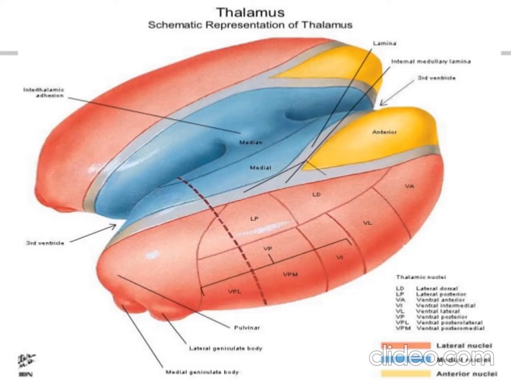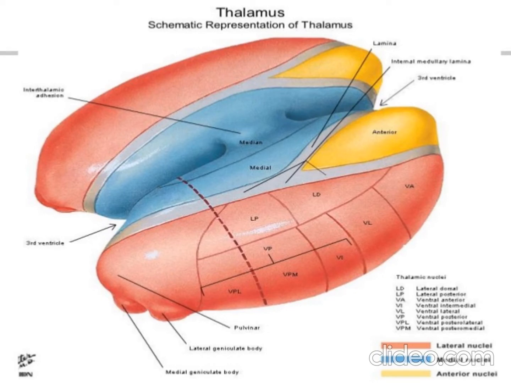See again here in this diagram we can see the two thalami which are connected by an interthalamic adhesion, and each thalamus is divided into three groups of nuclei by a Y-shaped white matter called the internal medullary lamina, that is anterior, medial and lateral. The lateral is the largest part.